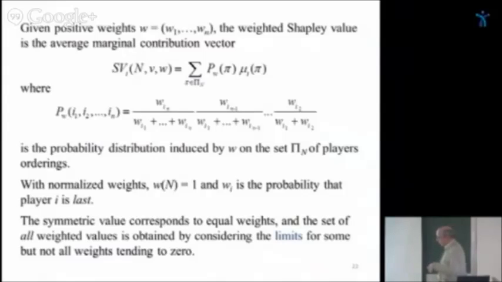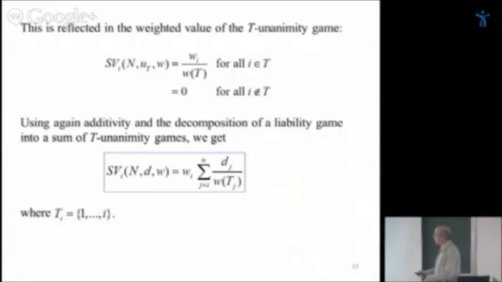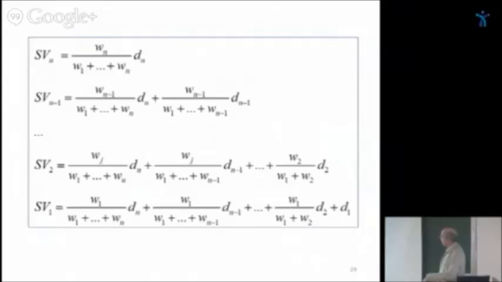And you can generate the set of all weighted values by considering limits for some but not all weights tending to zero. Okay. If I look at the weighted Shapley value of unanimity games, this is what we obtain. And using additivity and the decomposition, the Shapley value with weight W for liability games is, of course, similar to its symmetric part. So what you get is that each time you weight the additional damage by the relative probabilities that are there.